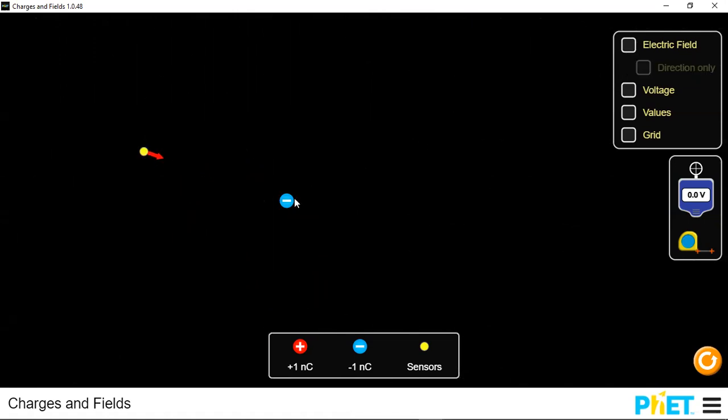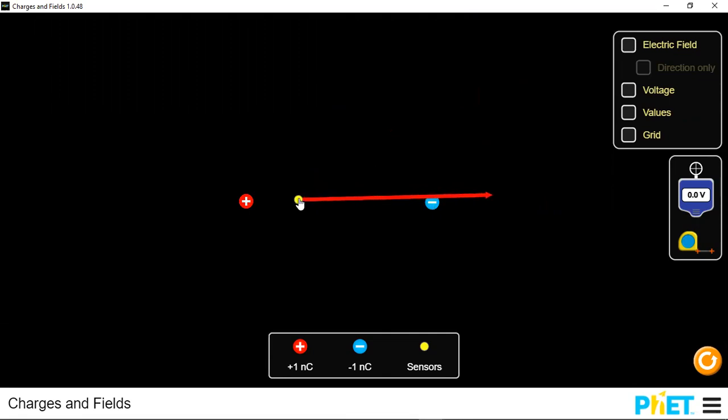Now, what we could do, of course, is make it even more complicated. Let's have a negative charge and a positive charge. We're now going to have a more complex electric field between these two charges. Once again, we use our test charge. As we expect, on the left, the force is away from the positive charge. On the right, the force is towards the negative charge.